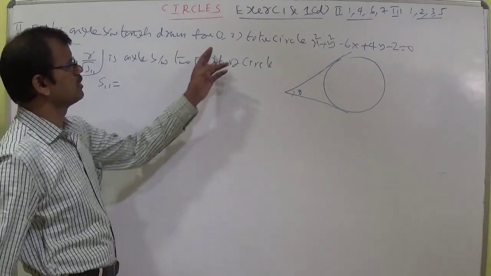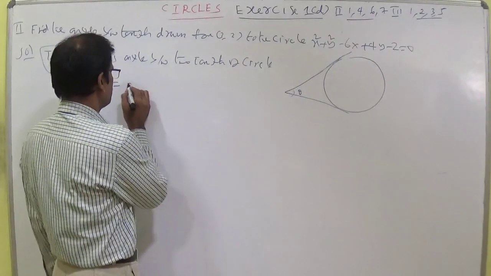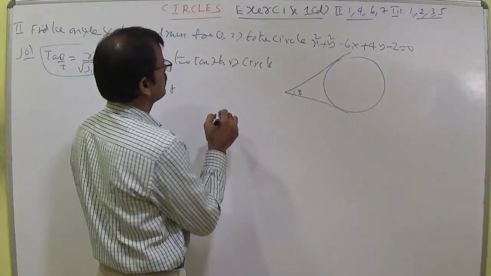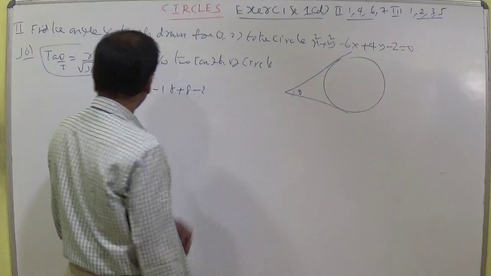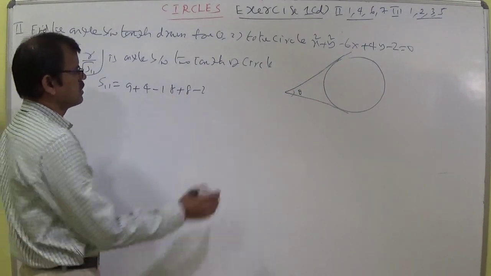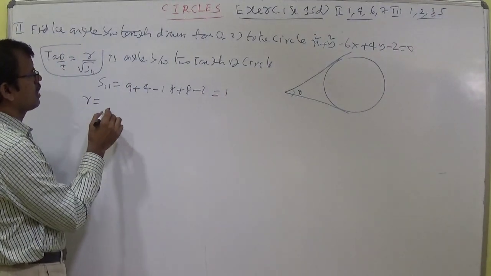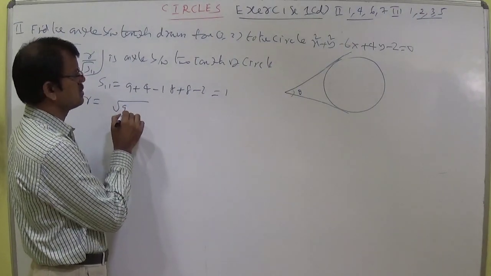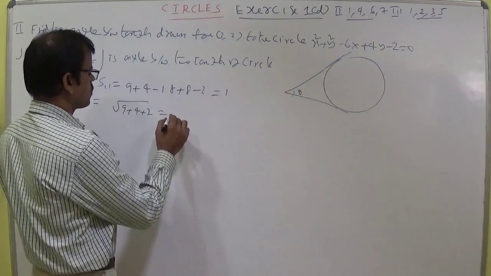S11 is equal to, substitute the value 3, 2 directly in the given equation. It becomes 9 plus 4 minus 18 plus 8 minus 2. Don't write 0. 9 plus 4 is 13, 13 plus 8 is 21, 21 minus 20 is equal to 1. Next, what is the R? R means root of g square plus f square minus c. So you can write here, this is 9 plus 4 plus 2. This is root 15.